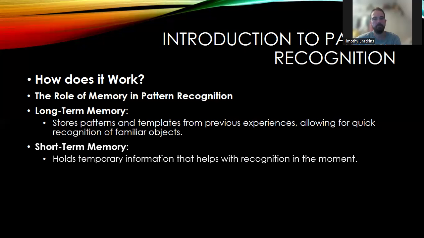So in addition to the long-term memory enabling pattern recognition to happen much quicker, short-term memory is critical as well, in that this is where that incoming sensory information is being briefly held so that you can work on that information. And when I say work on that information, I mean actively think about it, trying to understand what it is.